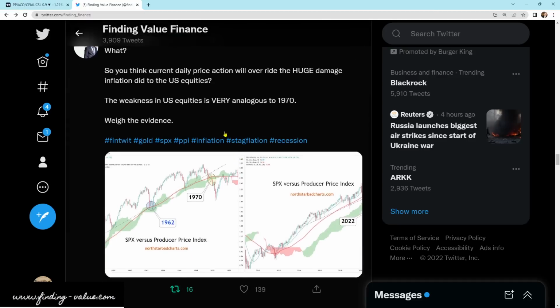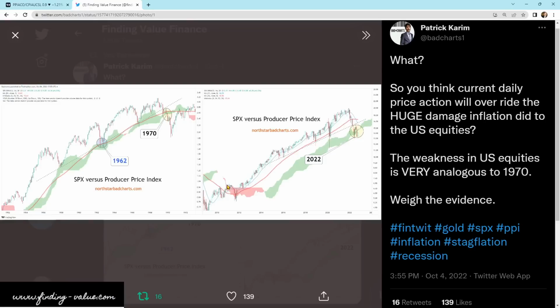So you think current daily price action will override the huge damage inflation did to the U.S. equities? The weakness in U.S. equities is very analogous to 1970, weight of evidence. And what we're seeing here is the SPX versus the producer price index zoomed in on it. This chart here is showing a breakout to the downside. We're struggling to come back higher, which is our return move. We break out, we do a return move, and then we break down.